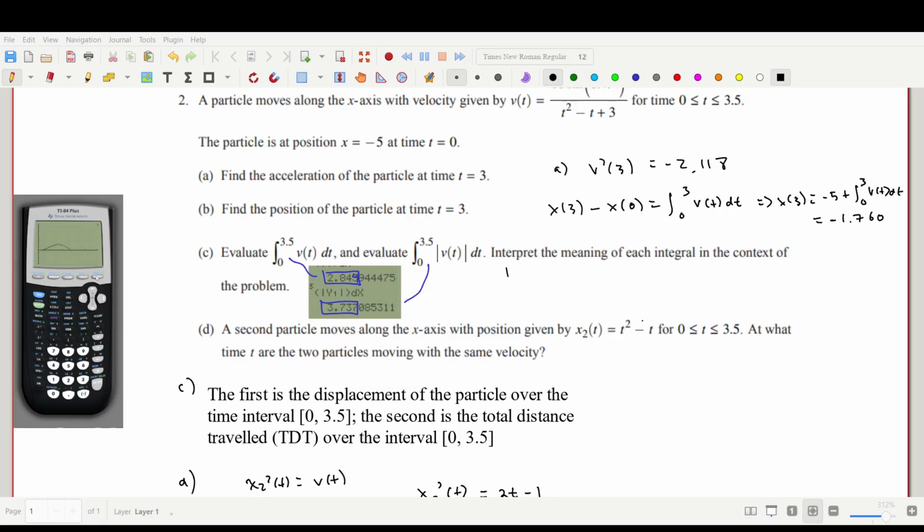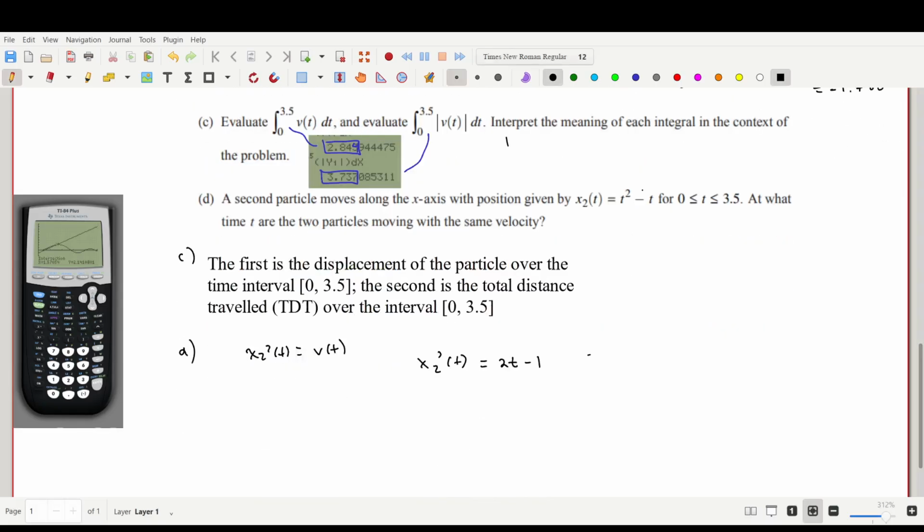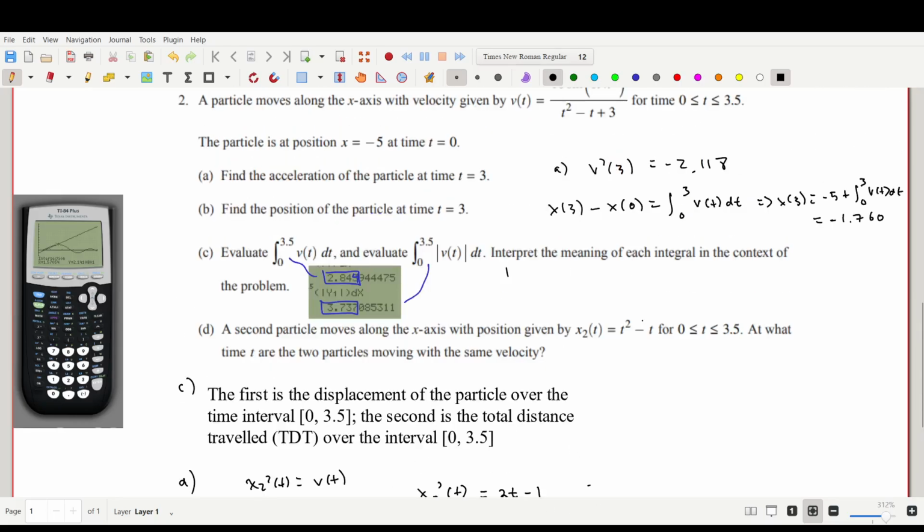There's my first one. That's our original velocity. And the second one is given by that. And I guess you want the intersections there. So second calc, intersect. And 1.570. So I'll say x2 prime of t equals v of t implies t equals 1.571 technically.